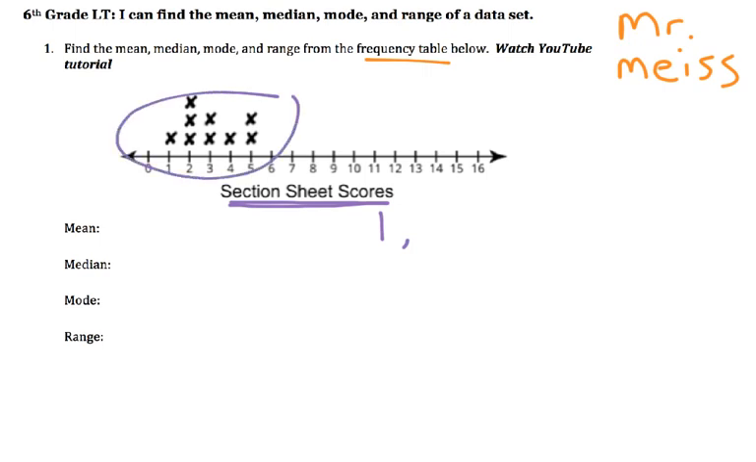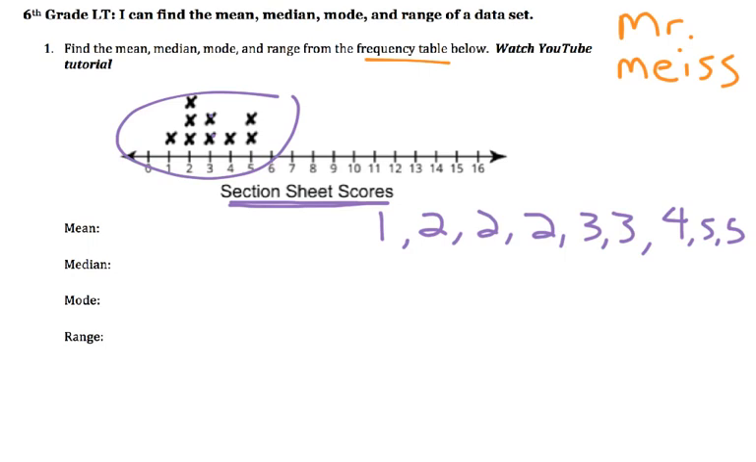So we have 1, 1. Then on top of 2, we have 3 x's. So that's saying this, 2, 2, and 2. On top of the 3, we have 2 x's. So I'm going to do a 3 and a 3. We have 1 x on 4, which means we just have one 4. And we have 2 x's on 5, which means we have a 5 and another 5.